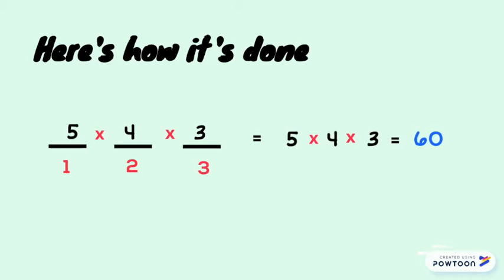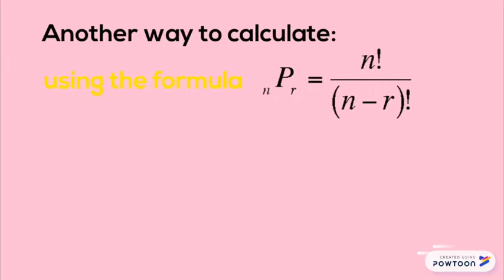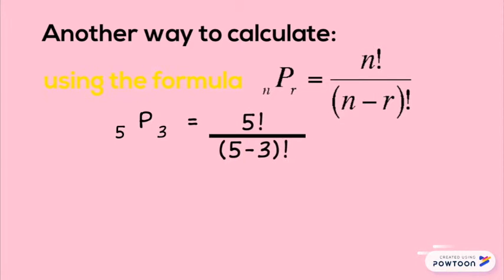Another way to calculate is using the formula. The total number of people is 5, so n is equal to 5. And the number of people selected is 3, so r is equal to 3. Then substitute the values into the formula and 60 is the answer.